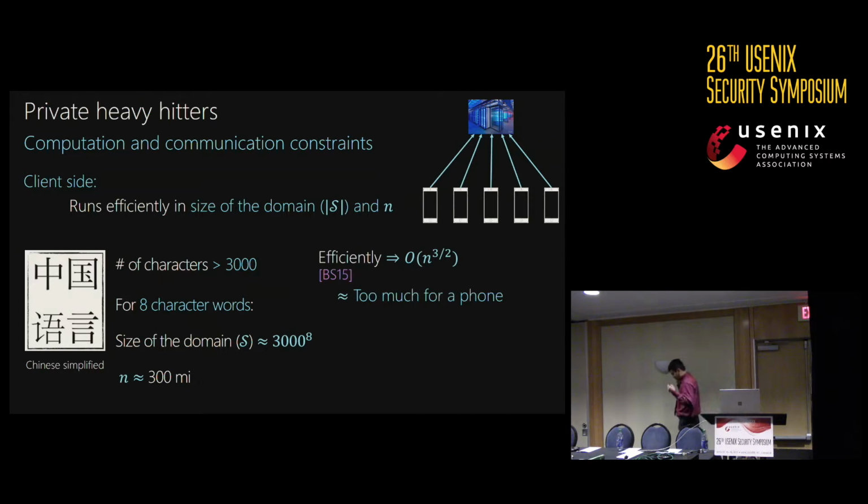Now, the previous work by Bassily and Smith, 2015, gave an algorithm where they meant efficiency to be polynomial in n. So it is n to the power of 3/2. Now if you plug in these numbers, it is almost impossible for a cell phone to compute, and even if it computes, it will drain your battery. Doesn't work. So in this work, what we mean by efficiently is that it should run in time logarithmic in the size of the domain. That is achievable. Now I have defined what it means to be efficient from the perspective of the client.